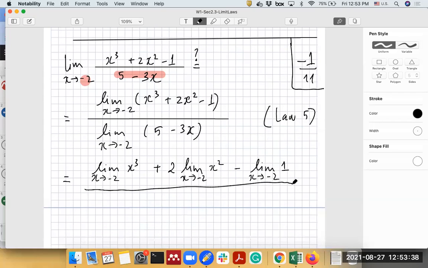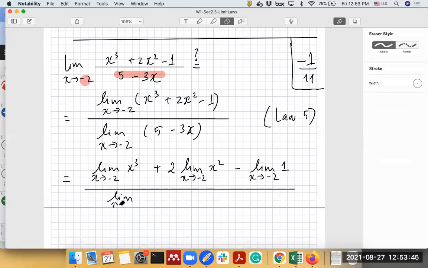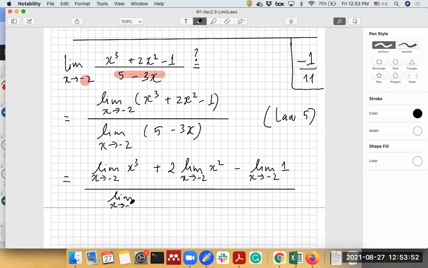And the denominator here, it will be the limit when x approaches -2 of 5 minus 3 times the limit. Good job. So is it clear to everyone? We apply the constant times the function law. Yes.